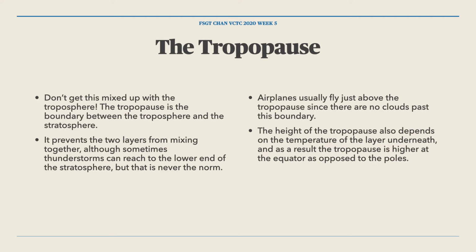As well, airplanes fly above the troposphere since there are no clouds past this boundary. It also helps them avoid turbulence. The height of the tropopause depends on the temperature of the layer underneath. As a result, the tropopause is higher at the equator as opposed to the poles, which is also partly why the troposphere is thicker at the equator, because it's warmer there.